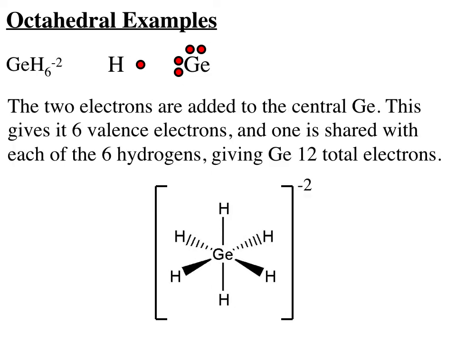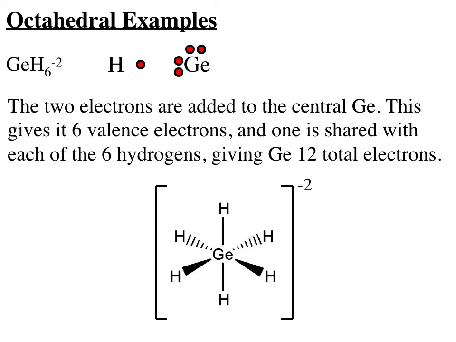Another example of an octahedral molecule, let's look at GeH6 2-. To do that, we'll take germanium, which is from column 14, which begins with 4 dots. We'll begin with an H from column 1, which has 1 dot. Of course, the H does not want a complete octet, but it does want 2 electrons around it to complete the 1s orbital in row 1.